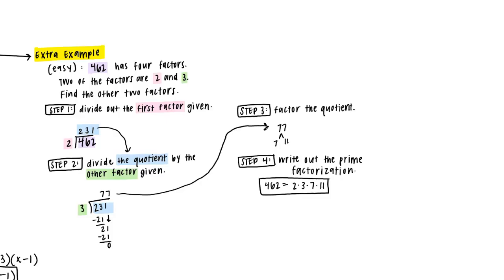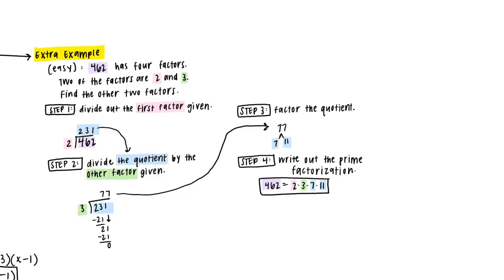Okay, once you have all your factors, you have your first 2 factors, the 2 and the 3, and then you have your 2 factors that you just found. You're going to write out your prime factorization. So you start out with the number that you're given, 462. You say it's equal to 2 times 3. Those were the 2 factors that they gave you. And then you multiply that by the 2 other factors that you found in the final step.